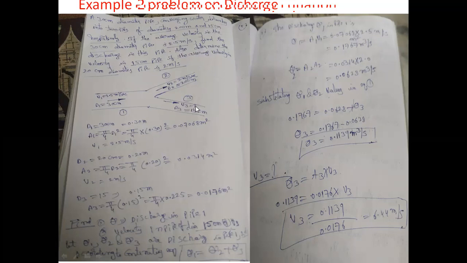Also, how much discharge is flowing in the third pipe. So now, diameter D1 equal to 30 centimeters is converted into meters by dividing by 1000, which gives 0.30 meters.